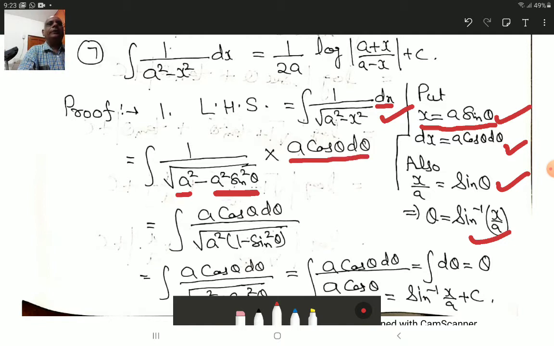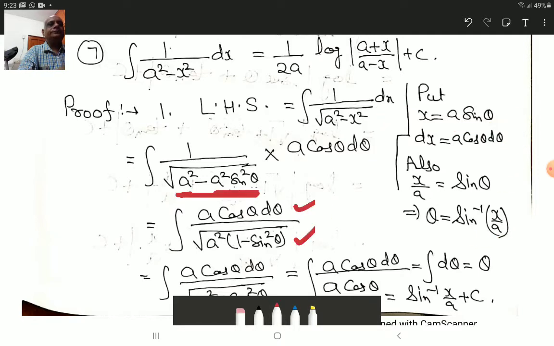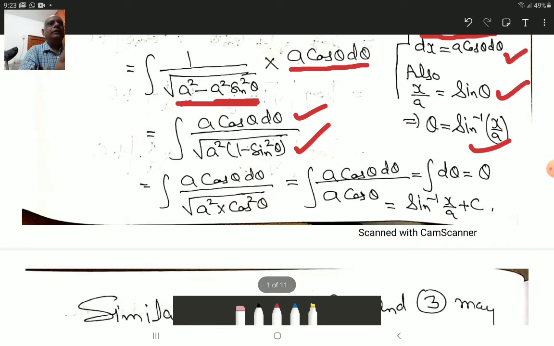Let us further simplify it. In numerator now we have a cos theta d theta, and in denominator you can take a square common from these two terms. So what is left inside the bracket? 1 minus sine square theta. Let us further simplify it. So it is a cos theta d theta upon a square into 1 minus sine square theta, which is cos square theta. Now you can easily take square root of denominator.